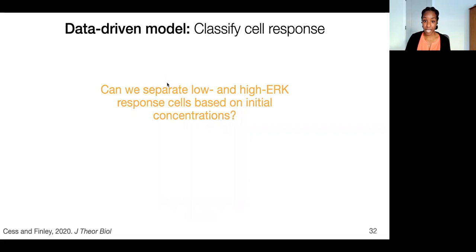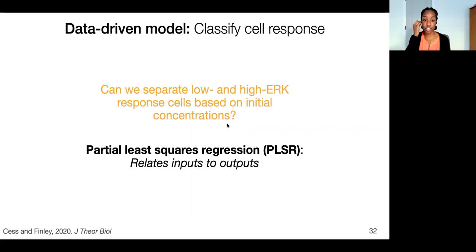So what we then said is, we know what we changed in the model, right? We changed the initial concentrations. We have this classification of high or low ERK response based on our model simulations. Can we predict whether the cell would go towards a high or low ERK response just based on the initial concentrations? And so to answer this question, we use partial least squares regression analysis, or what I like to call machine learning light. It's just regression analysis to relate the inputs to outputs. Our inputs are the initial concentrations that we vary in the model. Our output is this classification of high or low ERK response.